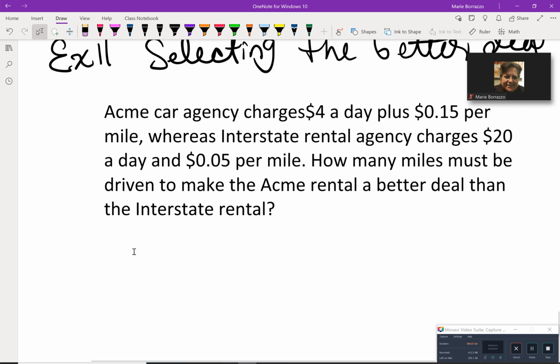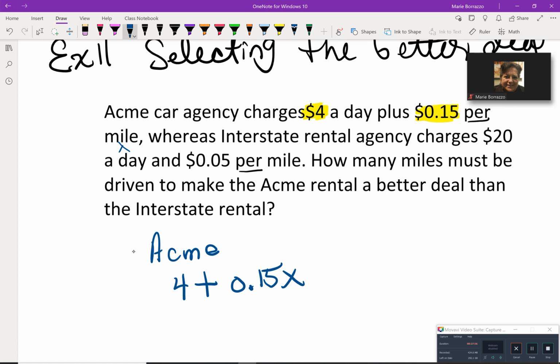So again, this is really good PSAT practice, because one of the things that you need to remember is the word per is indicating right here 15 cents per mile and 0.05 per mile. So we know that as far as Acme, we have $4, which is your y-intercept, and this is your slope, and let's call the miles x. So Acme is basically 4 plus 0.15x.